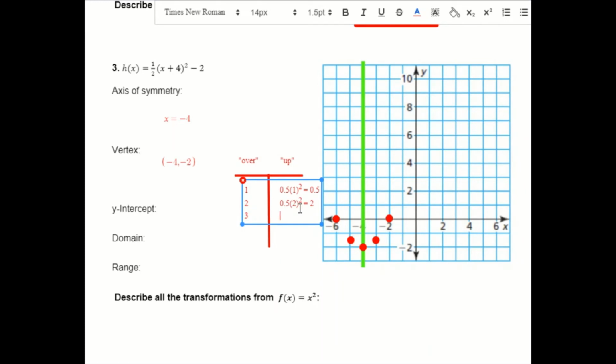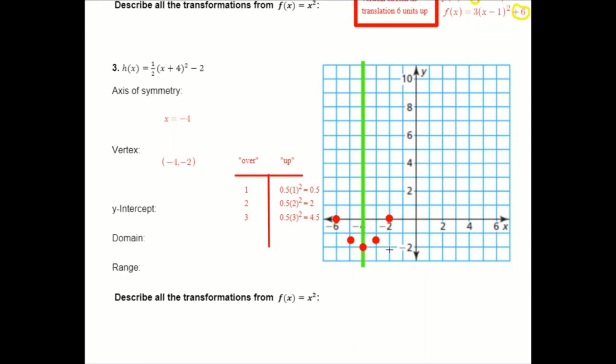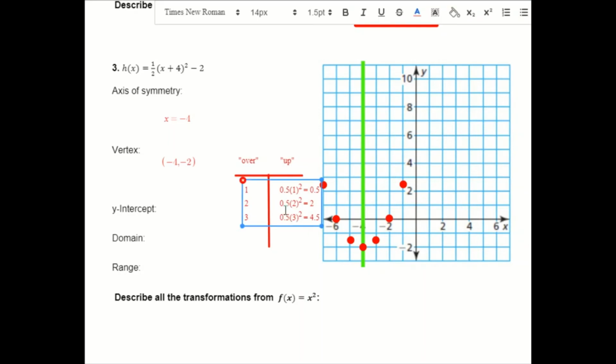Okay, so if I go over 3, then I square 3, which is 9. Half of 9 is 4.5. So if I go over 3, 1, 2, 3, go up 1, 2, 3, 4.5. That's probably enough to get the general shape down here, but just because we can, let's do one more.